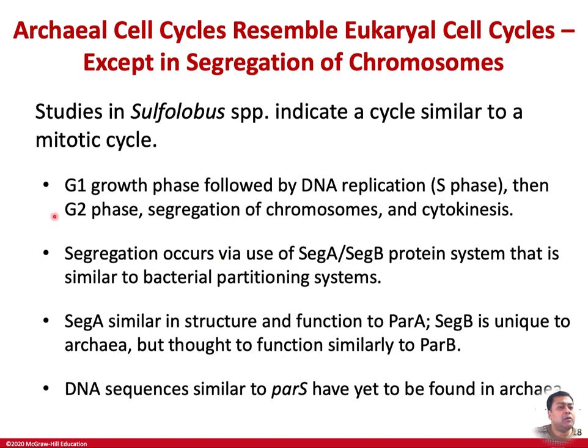Then you have a G2 phase, which is a second growth phase where the cell prepares to separate the excess amount of DNA, or separate the chromosome. Finally, the segregation of the chromosome, which is basically mitosis from prophase to telophase, followed by cytokinesis. It is not exactly the same, but it's similar to eukaryotes. So the segregation occurs using SegA and SegB proteins. This is the segregation of the chromosome, and that is similar to the bacterial partitioning system.